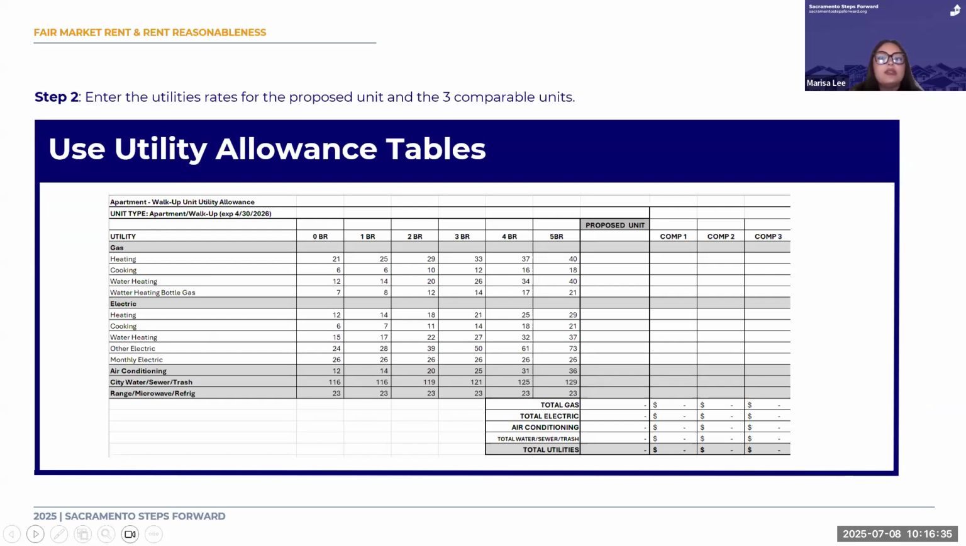Then you would use your agency's utility allowance chart, which should be based on SHRA's published utility allowance schedule, which is updated annually for its Housing Choice Voucher program. And it breaks down the utility costs by unit size and type. This gives you an accurate gross rent figure to use in the rent reasonableness calculation.